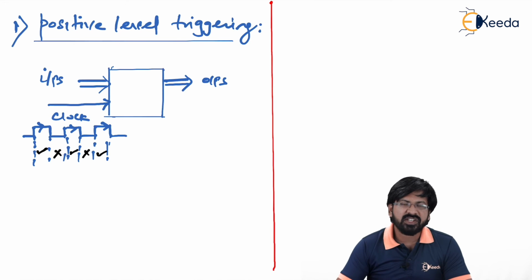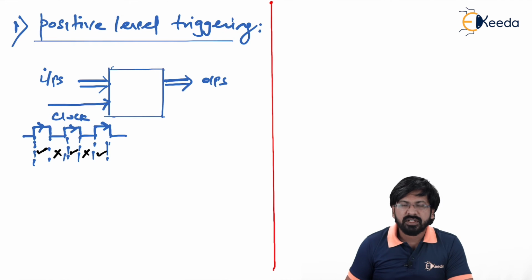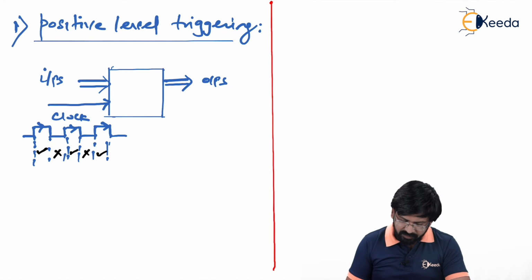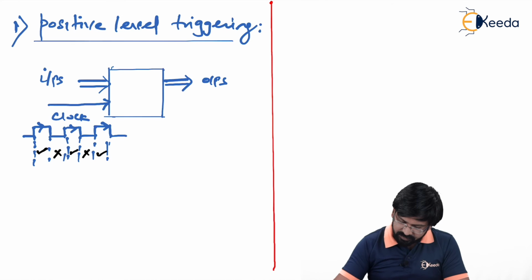I repeat, such a device which reacts to input only during positive levels of the clock is called a positive level triggered device. In fact, to indicate it is a positive level triggered device, the way I have drawn the clock, the same way you have to draw the clock. For every type of triggering, the style of drawing the clock is different. So we will see how.